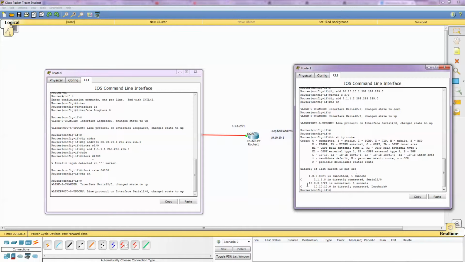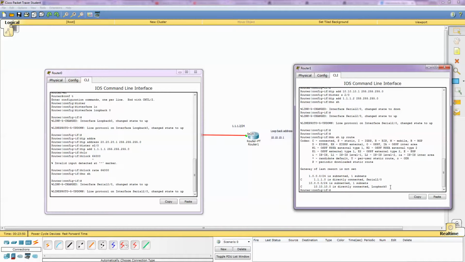So we can see only two connected networks in our routing table. I run the command show IP route, and it shows me 1.1.1.0 is directly connected on serial, and 10.10.10.0 is directly connected on loopback 0. So forget about these things. I'll discuss subnetting in another lecture.